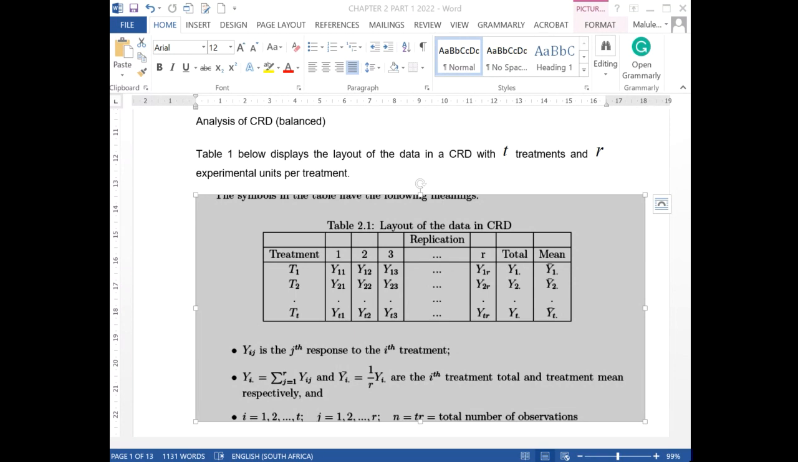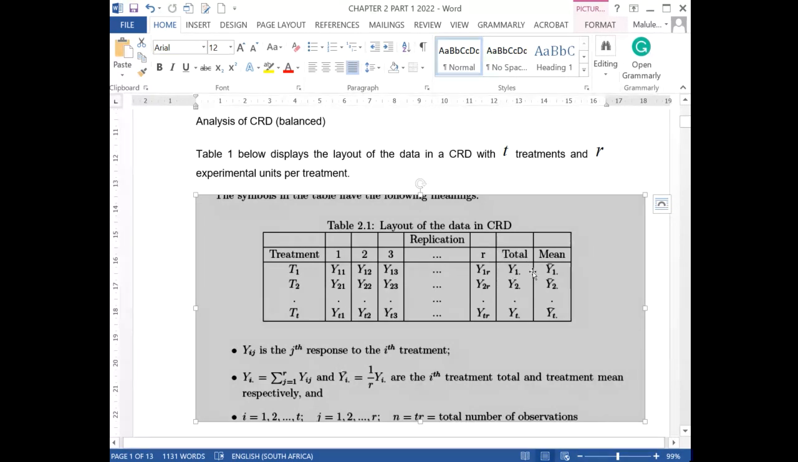For example, if you check the treatments, when you want to find the sum of the first treatment, you will get the information from the row. It's row wise, isn't it? If you want to find the sum of the first treatment, you will add the information of the replications row wise: y11 plus y12 plus y13 up to y1r. You will find the total.